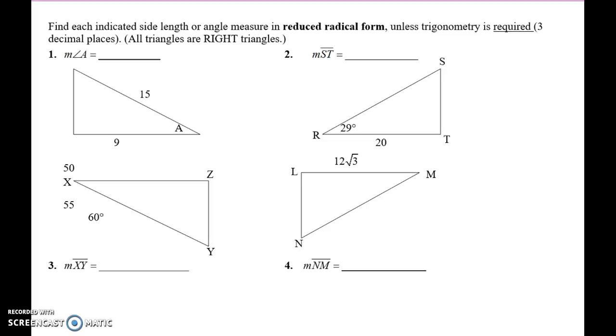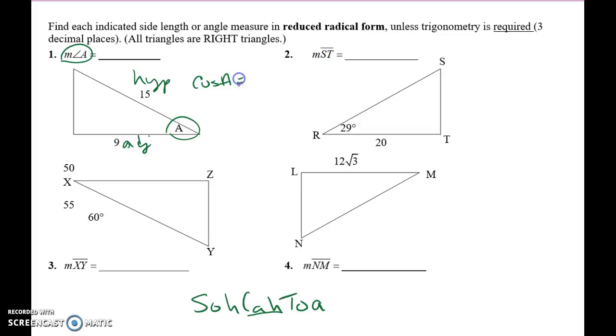In number 1, always, well in all of them, look at what you're supposed to be finding. So this one wants the measure of angle A. So we're looking for this angle. When you look at this picture, the 15 is the hypotenuse, and the 9 would be the adjacent side. So if you go back and remember SOHCAHTOA, let me write it at the bottom. Which of these am I going to use? Well, adjacent and hypotenuse goes with cosine. So I need to write the cosine of angle A is 9 over 15.